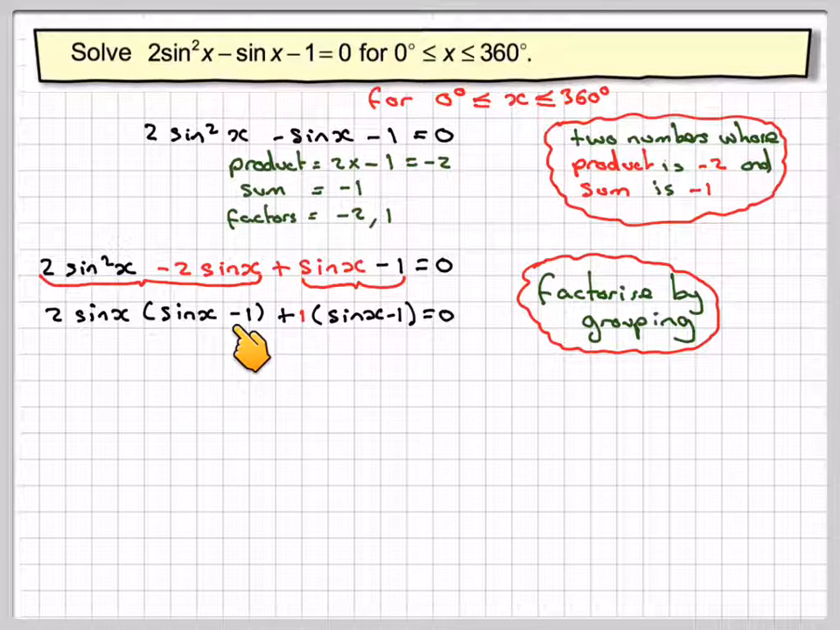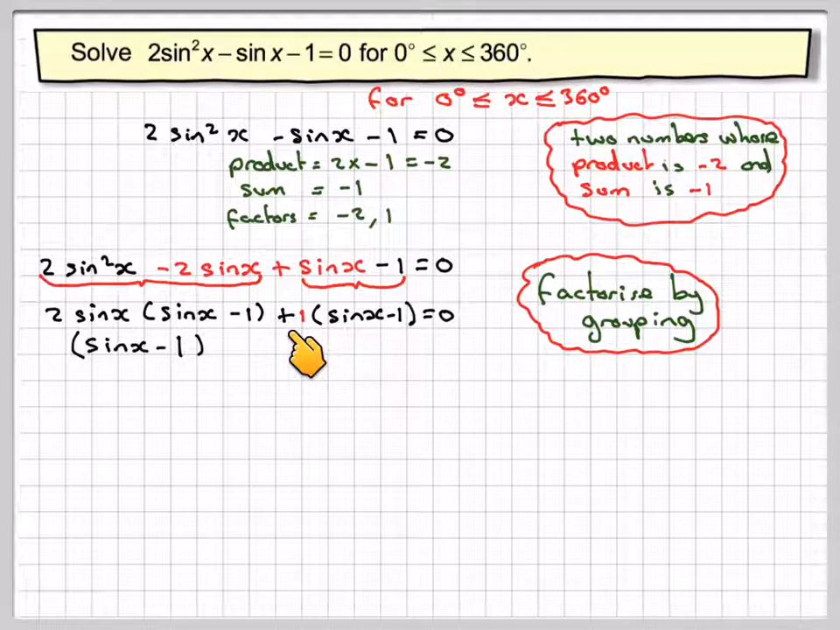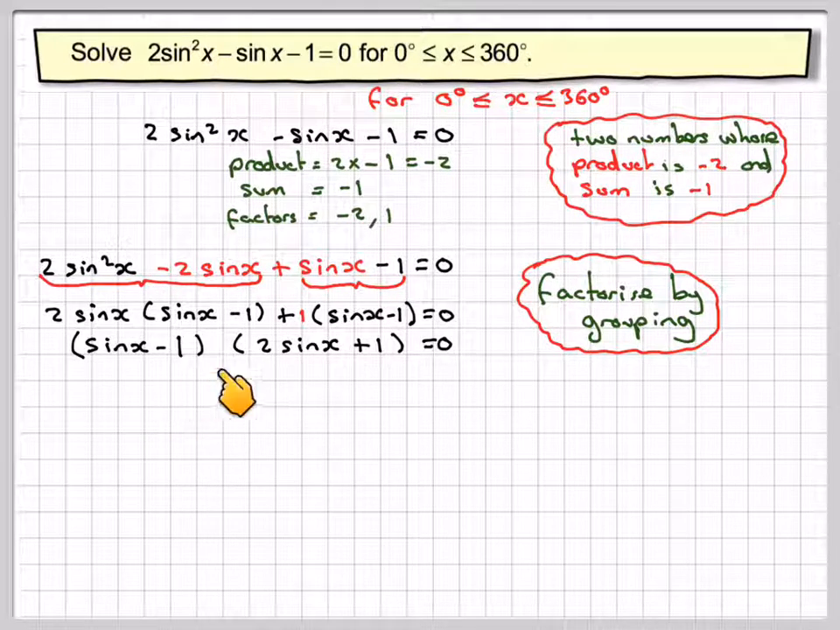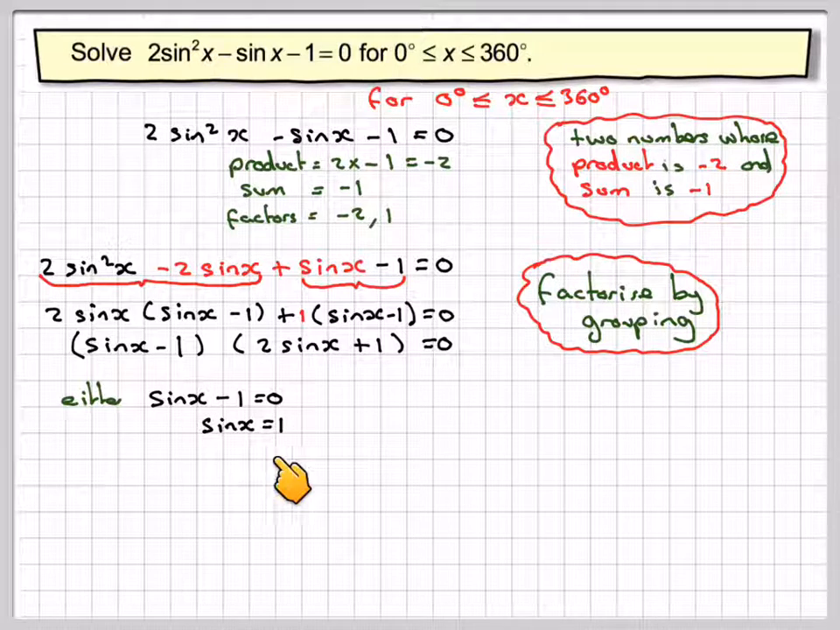Notice now that this bracket here and this bracket here are the same, and this is what happens when you do this process. Because now you actually have a common factor of sine x minus 1 here and here, which can come out. So you get sine x minus 1, and then you're left with 2 sine x plus 1 is equal to 0. So you've got two things multiplied together which is equal to 0, so you can say either sine x minus 1 is equal to 0, which means that sine x is equal to 1.